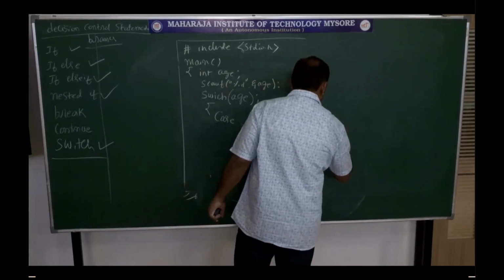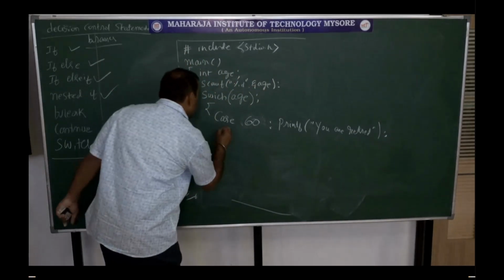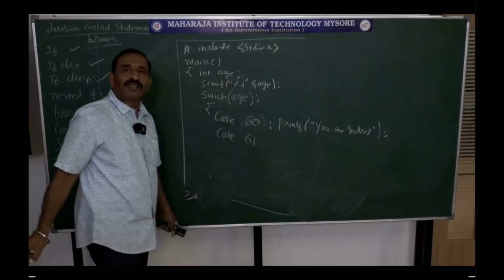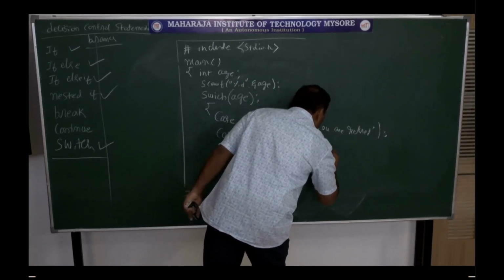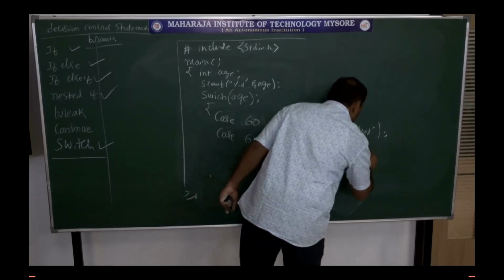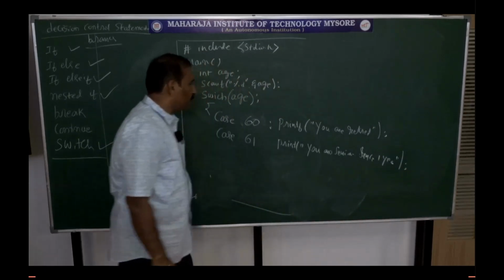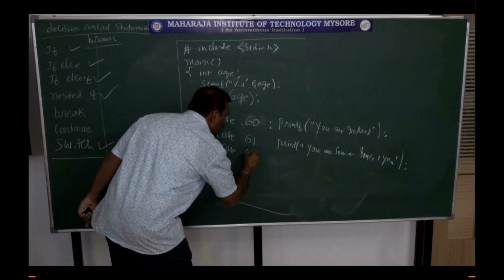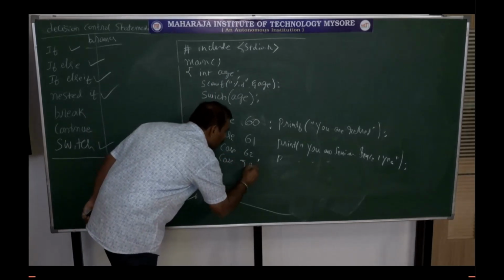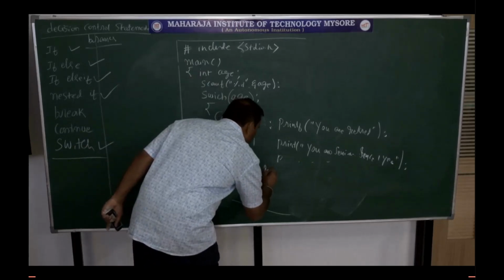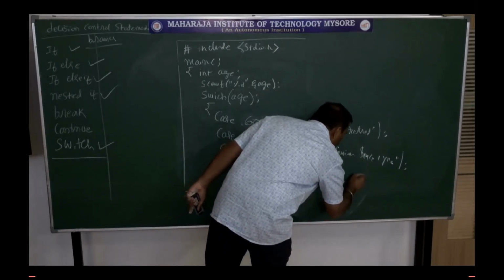Printf, you are retired. Case 61. Printf, you are senior citizen since 1 year. Case 62. Printf, you are senior citizen by 2 years. Case 59. Printf, you will be retiring in 1 year.